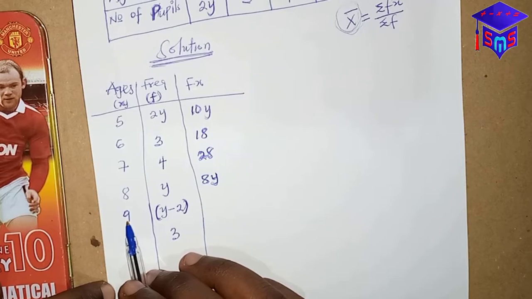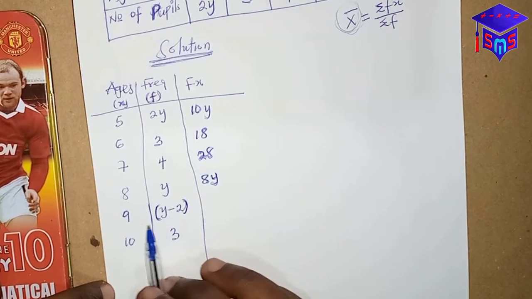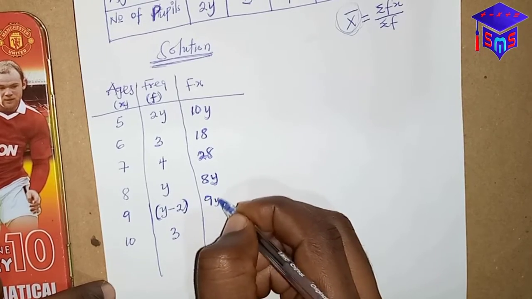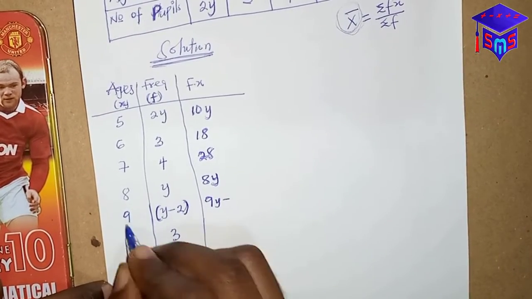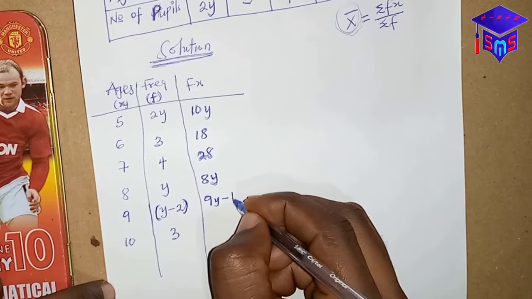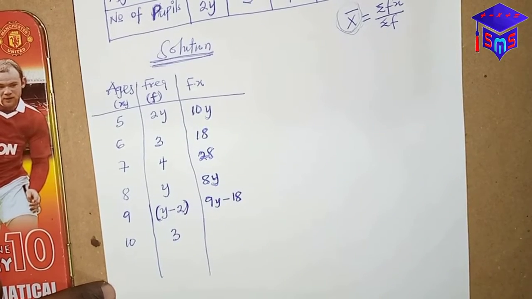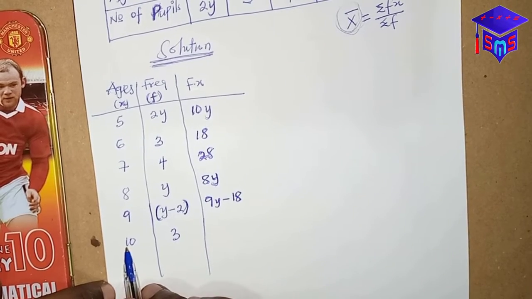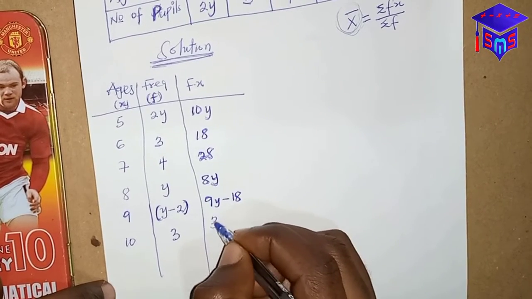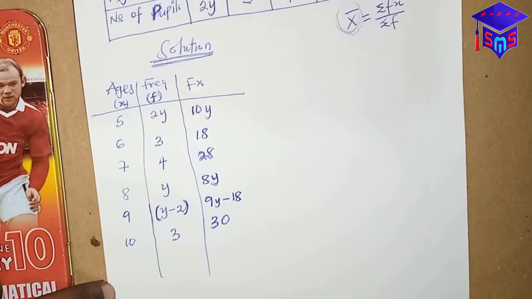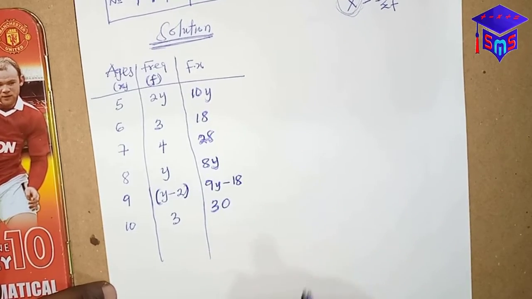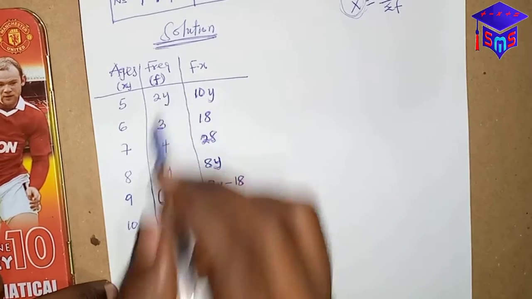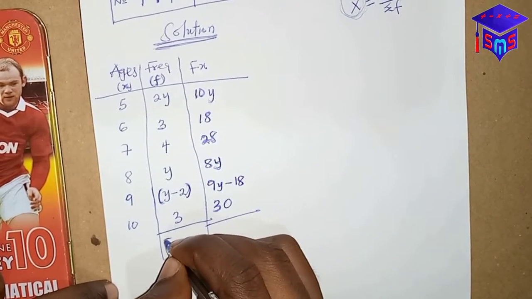It means 9 has to multiply the two quantities in the bracket. So 9 times y will give us 9y, and then minus 9 times 2 will give us 18. All right. And then 10 times 3 should give us 30. All right, so we have to find the sum of the frequencies, which is what?